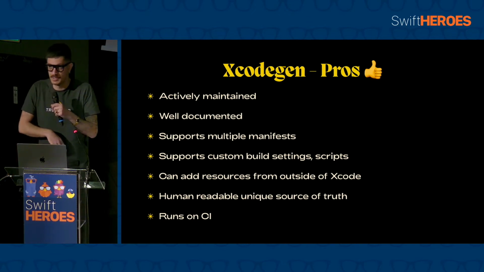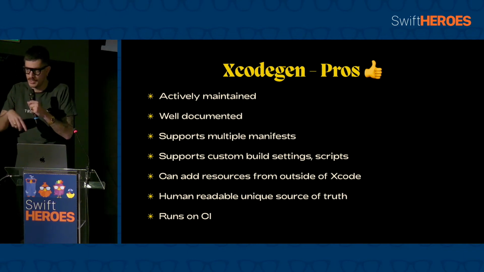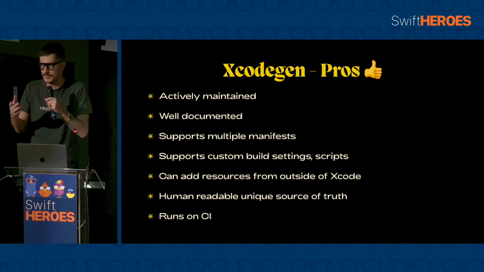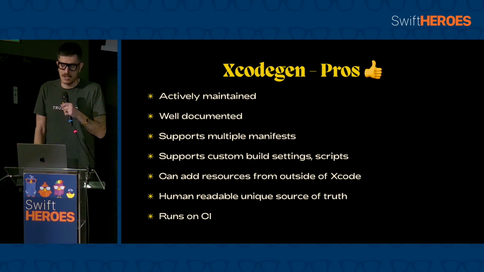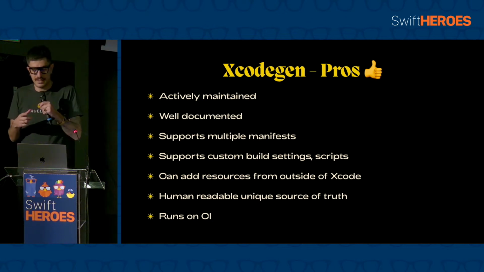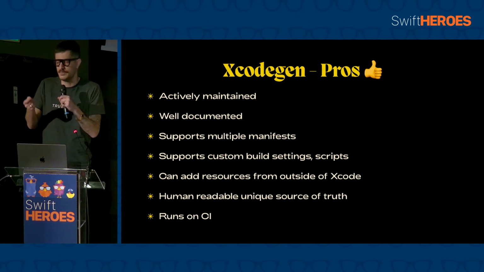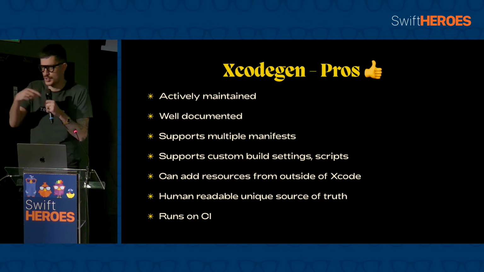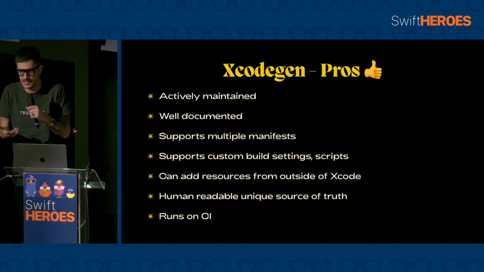It does support custom build settings, scripts. So let's say after every time you build your code, you want to run SwiftLint, you can add that as a custom script on your target, and it does that. So you can do it for every target, specific targets, whatever you want. You can add resources from outside of Xcode. By that I mean, technically when you're working with Xcode alone, you cannot just drag and drop something in your sources folder from the outside. You have to import it back from inside of Xcode, which is painful.